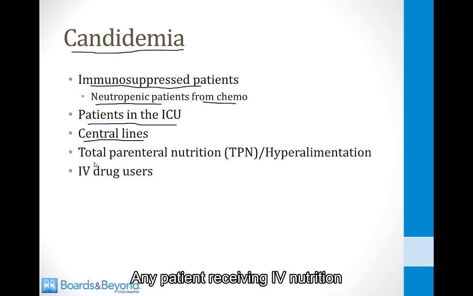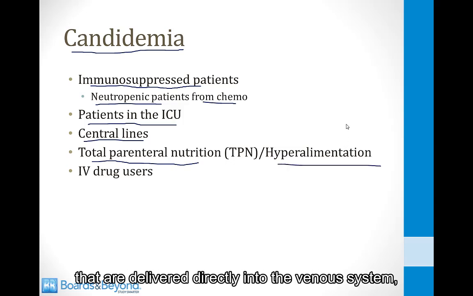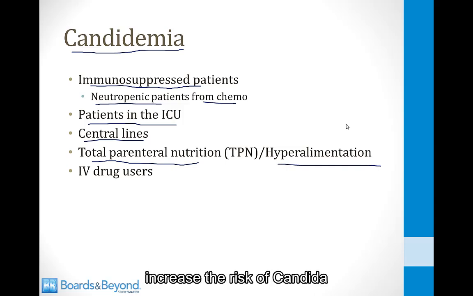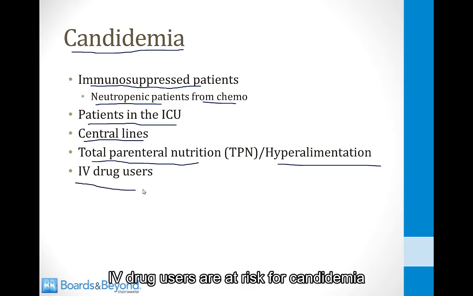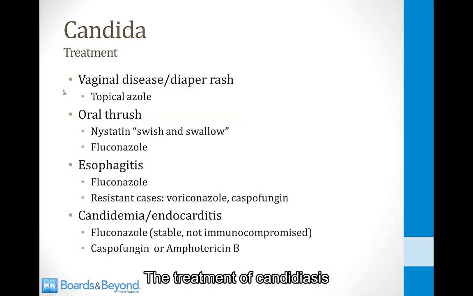Any patient receiving IV nutrition, which is called total parenteral nutrition or hyperalimentation, is at increased risk. The nutrients that are delivered directly into the venous system increase the risk of Candida and allow Candida to thrive. And then finally, as I mentioned before, IV drug users are at risk for candidemia and can get Candida endocarditis. The treatment of candidiasis depends on where the infection occurs.